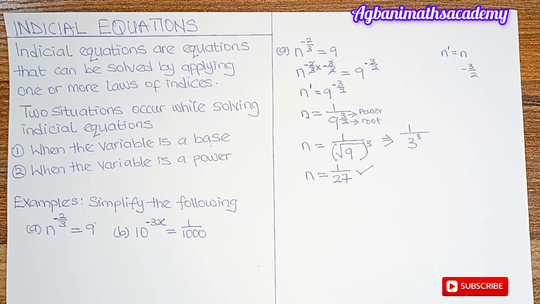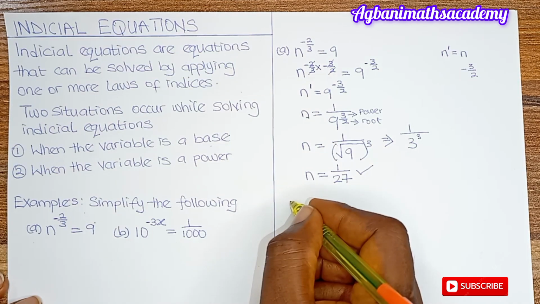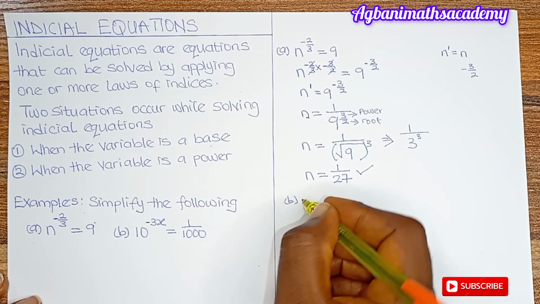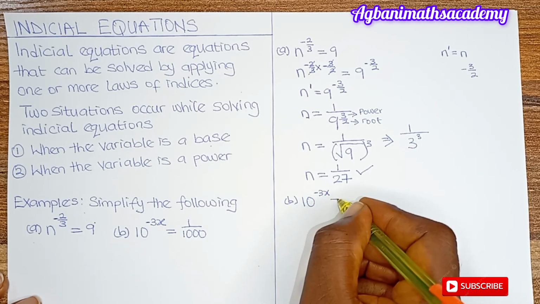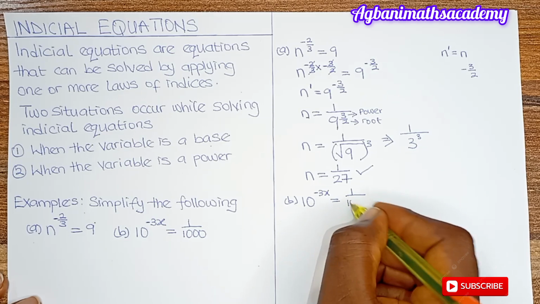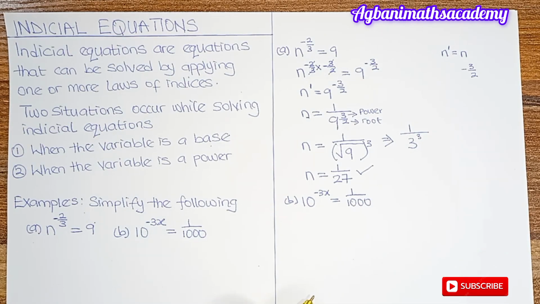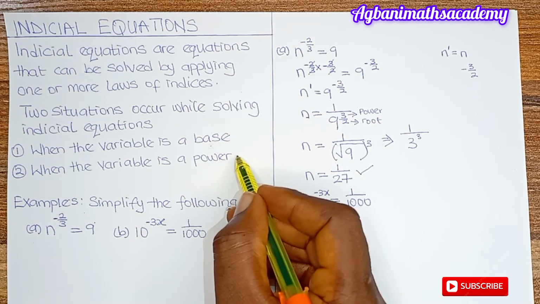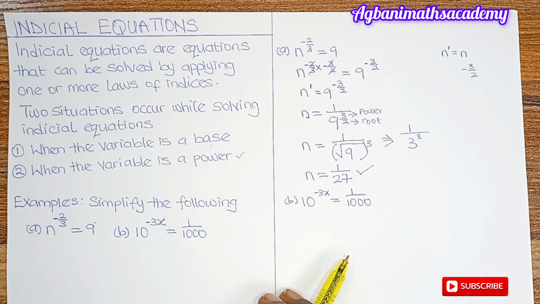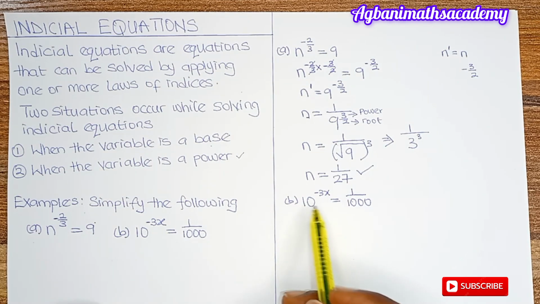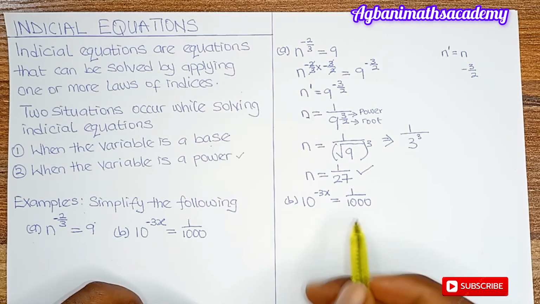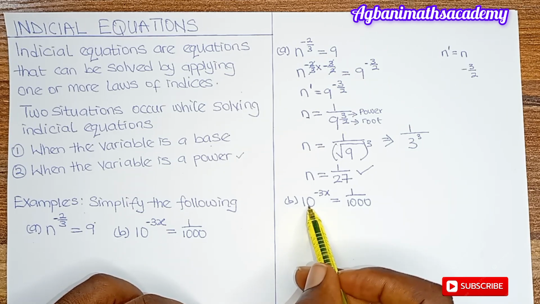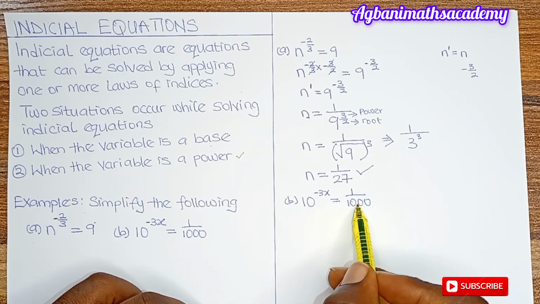Okay, so let's go to the next one, B. We have 10 to the power of minus 3x is equal to 1 all over 1000. So in this situation, the variable is not a base, but a power. So when we have this situation, all we need to do is ensure that the bases are the same. So when the bases are the same, the rule states that we equate the powers. But here the base is 10, but here we have 1 all over 1000.